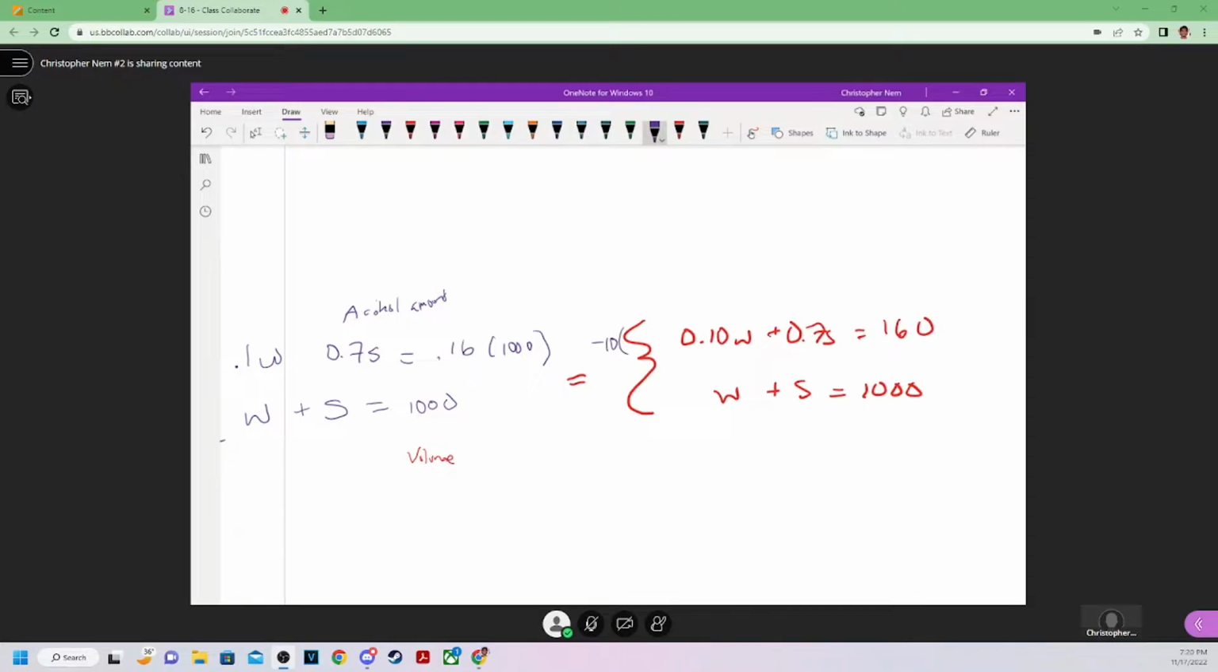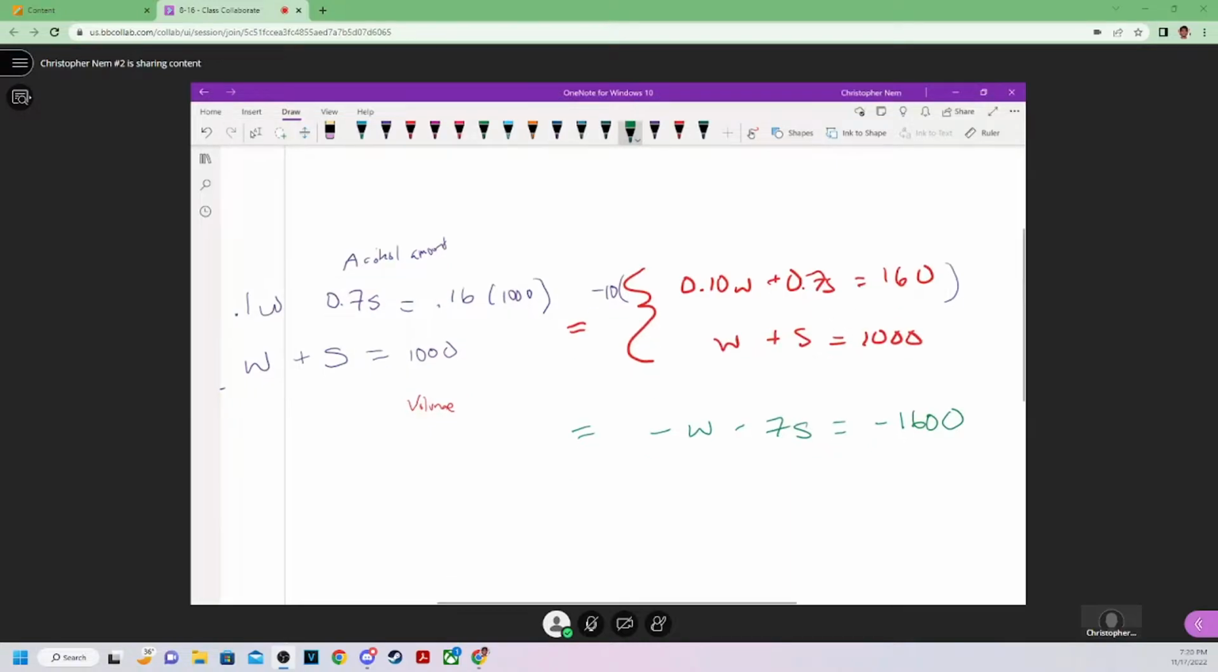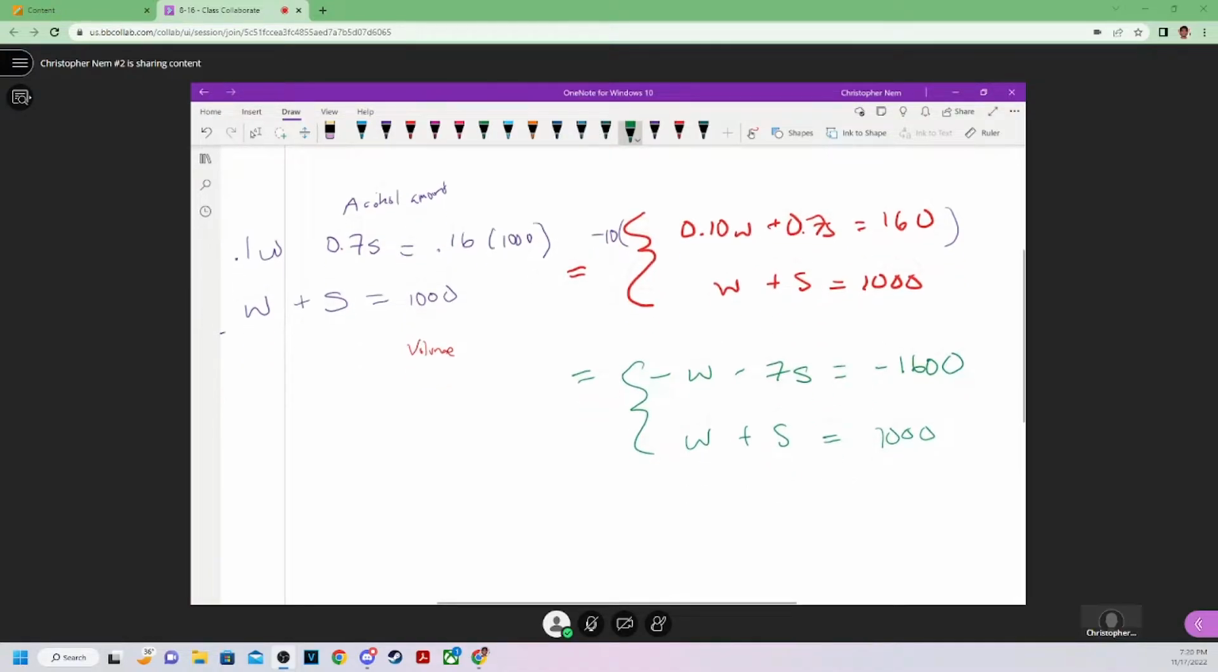So, what I can do here to eliminate is multiply this top equation by -10, because I want to eliminate the wine bottle first. If I do so, I have -W minus 7S equals -1600, and then W plus S equals 1,000. I'm hoping that you guys tried this out. Now you can add these together. This eliminates W, so I have -6S equals -600, which means S is equal to, what is that, 100?